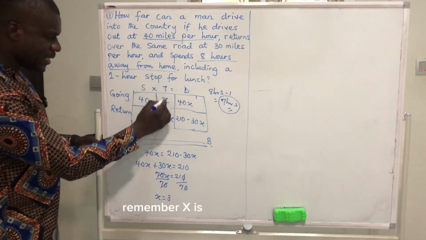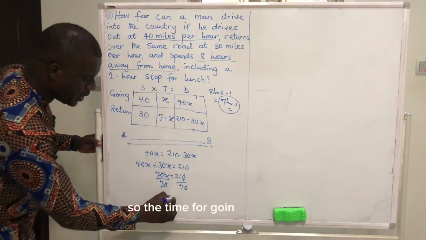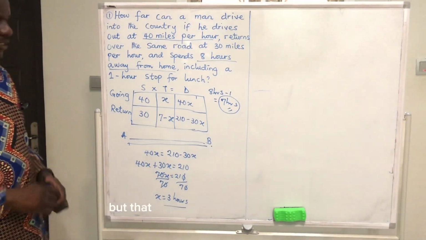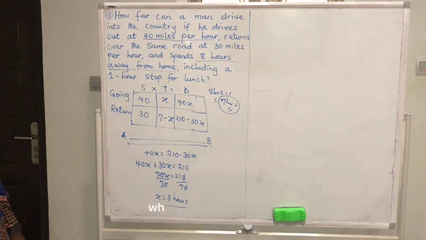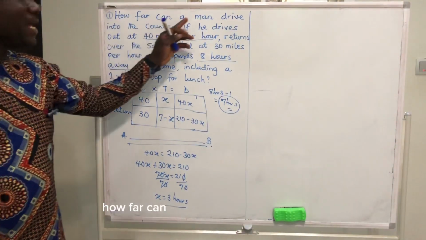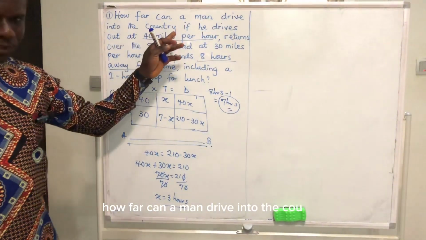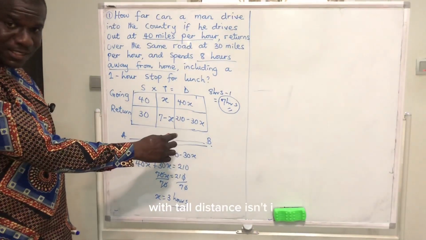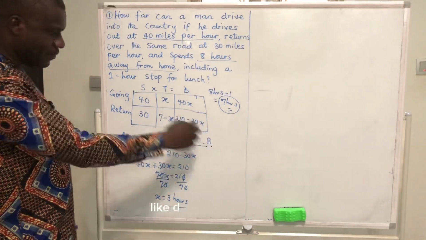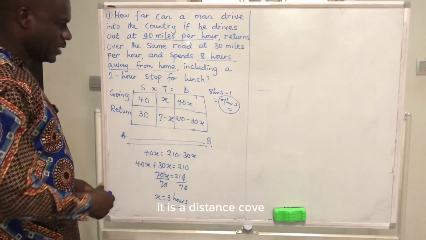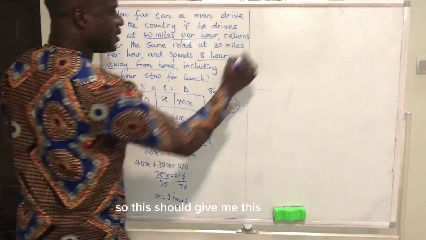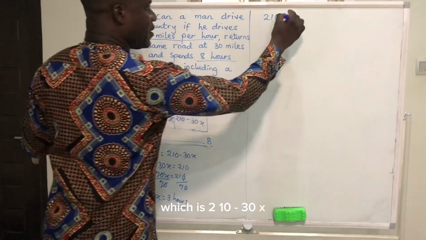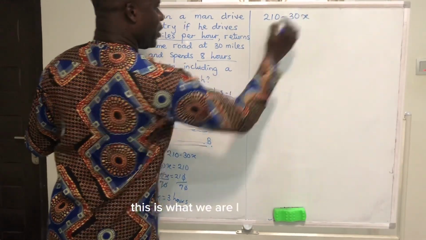Remember, x is the time for going. So the time for going is 3 hours. So I have this information, but that is not what we are looking for. What are we looking for? How far can a man drive into the country? So we are looking at this distance, the distance he covered driving into the country. This will be the distance 210 minus 30x. This is what we are looking for.